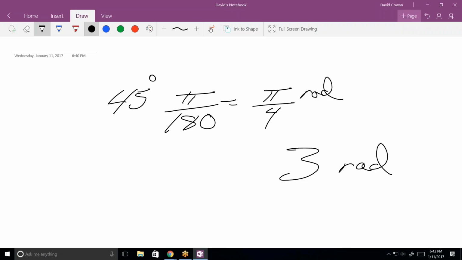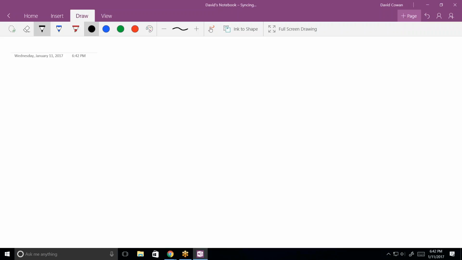Specifically, what problems do you have that we can work on? So this first one is: identify all angles that are coterminal with the given angle. Then find and draw one positive and one negative angle that are coterminal with the given angle. So the first given angle is negative 75 degrees.